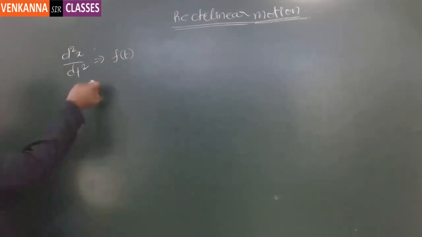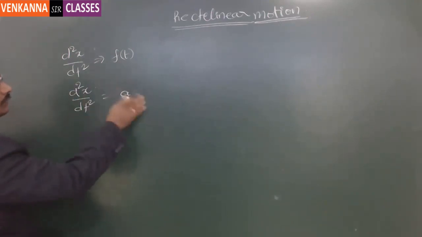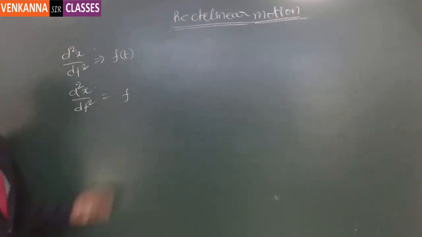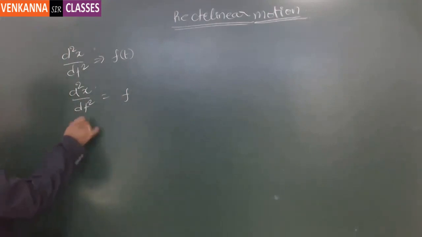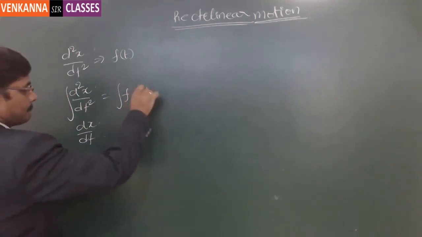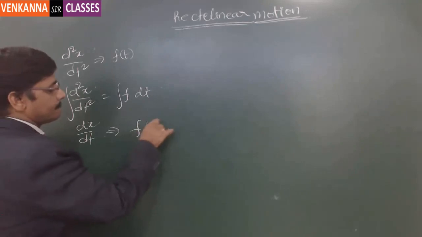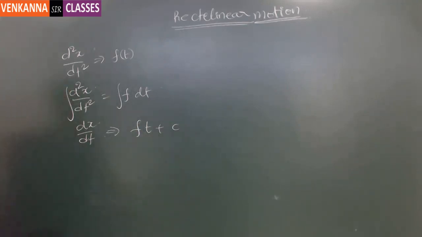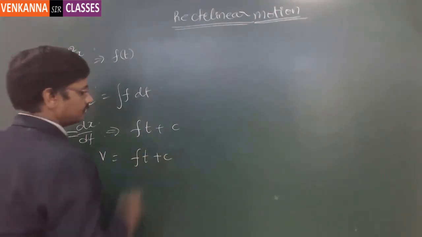Now we are going to deal with the case where it is a constant, that is d square x by dt square equal to some constant a or f. Here this is constant. If you integrate on either side, dx by dt is equal to ft plus some arbitrary constant c. But dx by dt is called the velocity v. So v is equal to ft plus c.